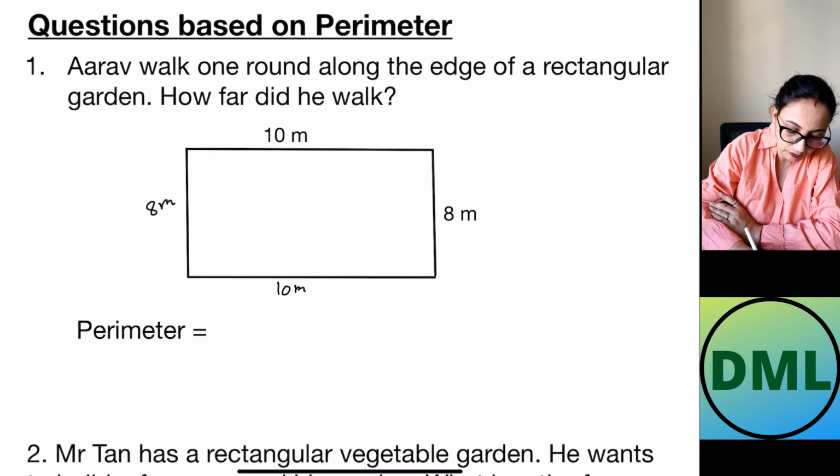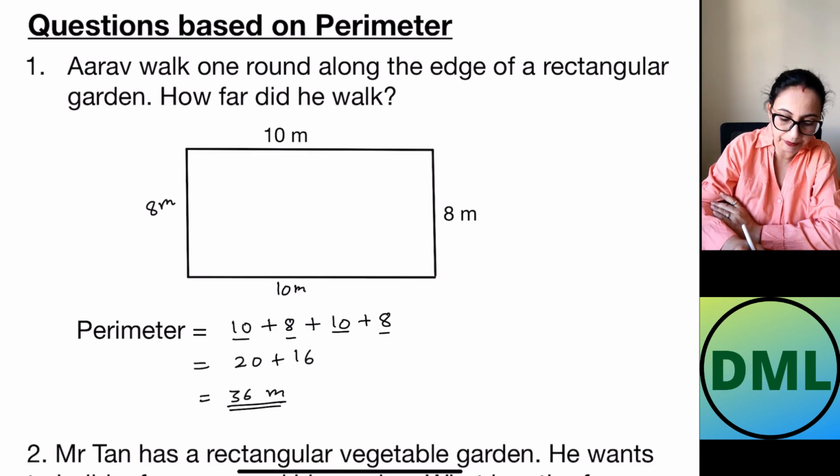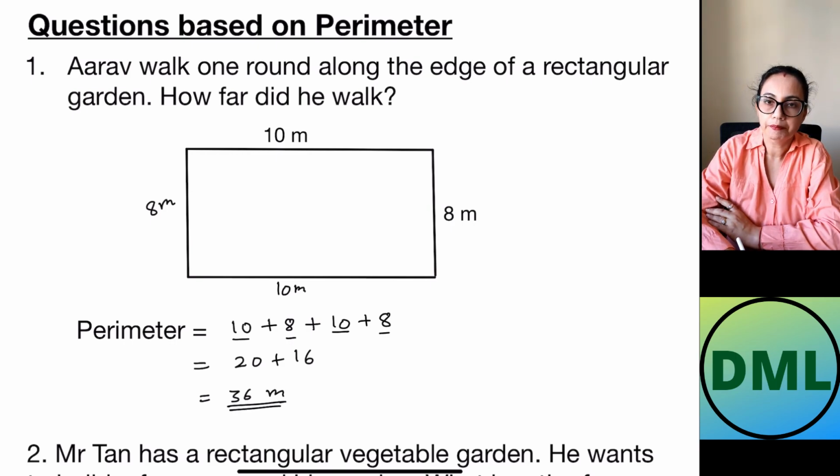Let's add it. So it will be 10 plus 8 plus 10 plus 8. If I add it, 10 plus 10 is 20. 8 plus 8 is 16. If I add 20 plus 16, that will be 36 meters. That will be your answer. That means he walked 36 meters.